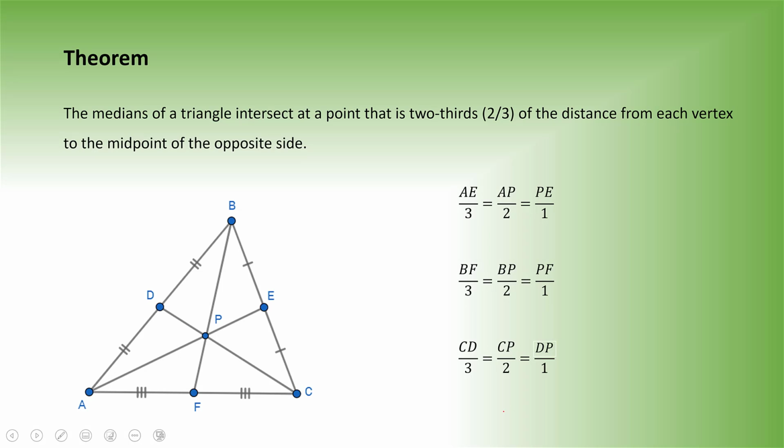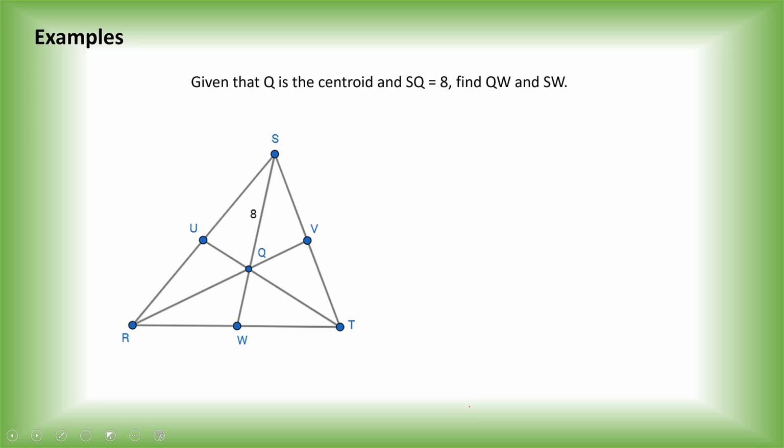So let's do some math with this and just see how this works. We're going to start off with just some numerical values to get comfortable with this. So given that Q is the centroid, that's just a fancy way of saying, hey, we have some medians here. And SQ equals 8, find QW and SW. The first thing we want to do is color code these. So I'm going to color these orange, blue, and pink.